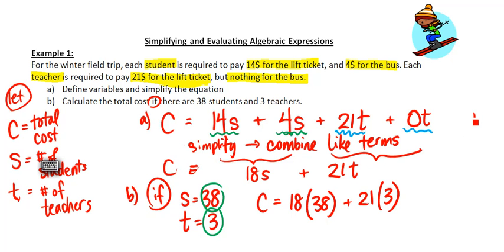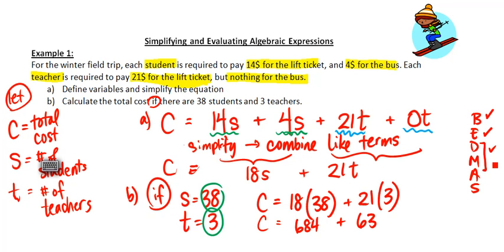Now in order to solve this, we go back to chapter 1 where we look at BEDMAS. Brackets, there's nothing in the brackets to complete. We have no exponents, and now we look at division and multiplication, and we do those operations first. So our total cost is equal to 18 times 38, which is 684, plus 21 times 3, which is 63. These are now complete. Now we move to addition and subtraction. We combine these two, and 684 plus 63 is 747.